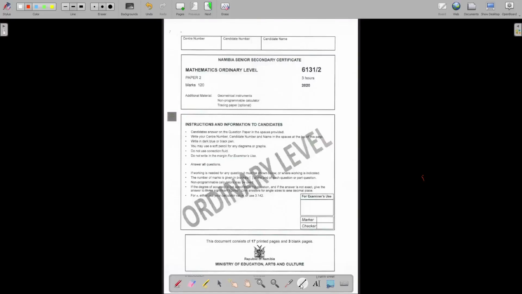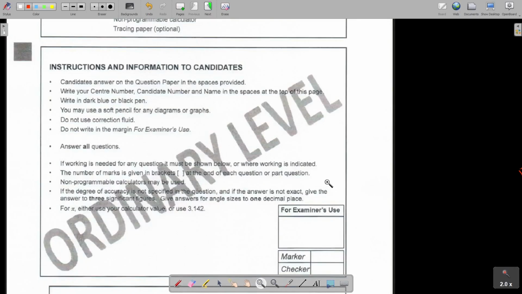Let's start with Mathematics Ordinary Level, Paper 2, 2020. Before I start with the question paper, I first want you always to read this. This is very important. I'll make it a little bit bigger so that you can see.